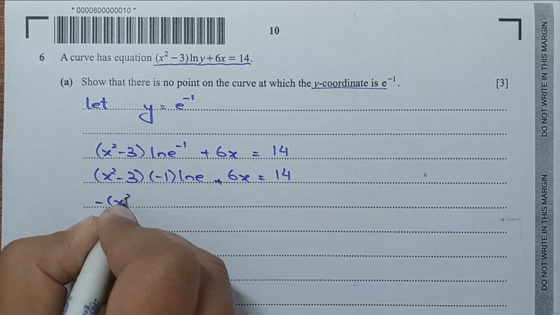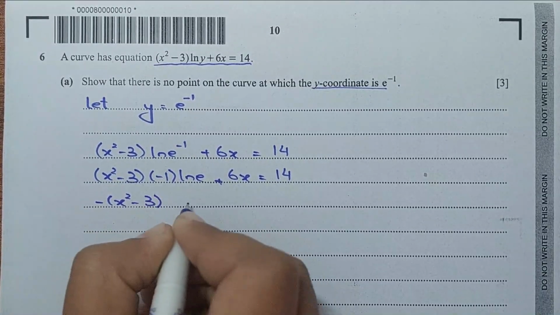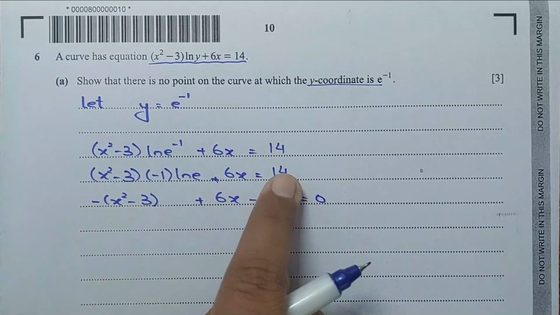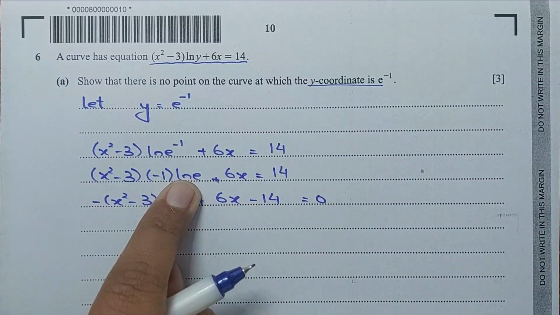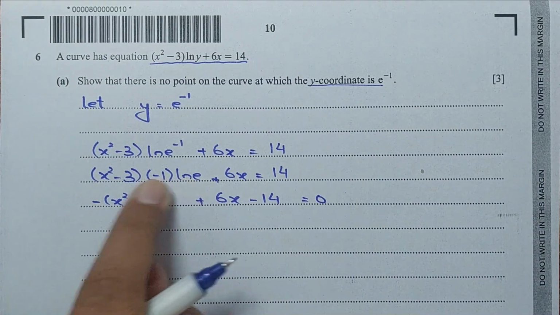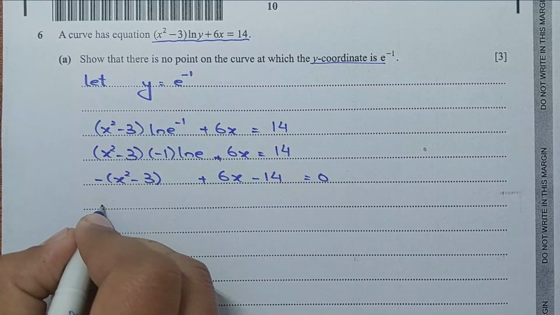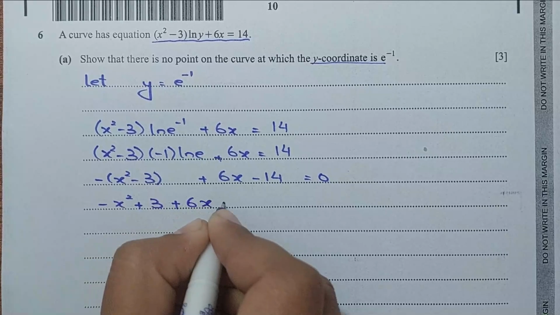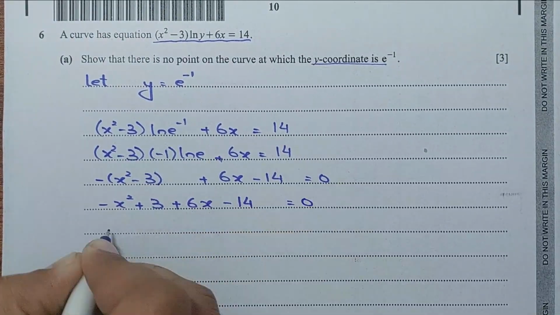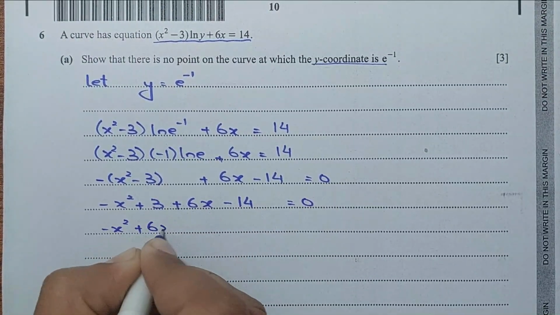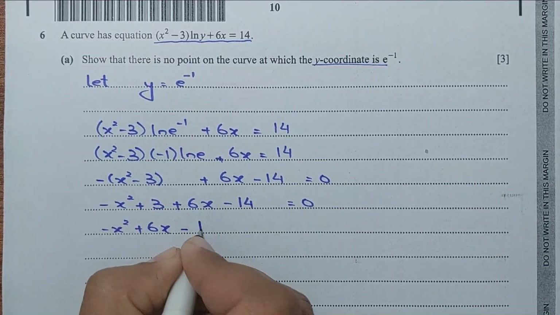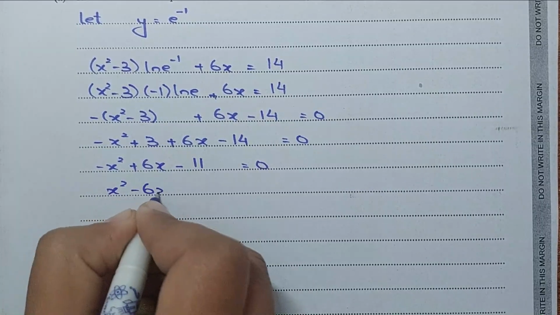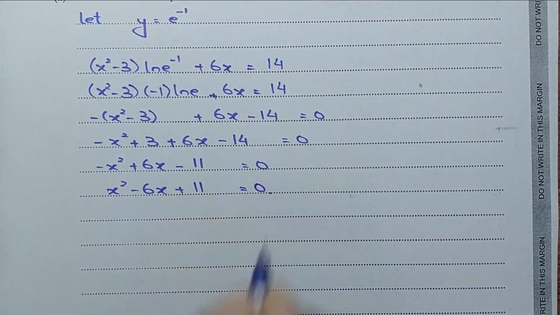This is negative x² minus 3 ln e, which is just 1, plus 6x minus 14 equals 0. So in this step I shift the 14 over here, and natural log of e is just 1, and this minus 1 shifts over here. So we have minus x² plus 3 plus 6x minus 14 equals 0. Minus x² plus 6x, and from 14 take away 3 is negative 11, equals 0. Or take the negative sign common: x² minus 6x plus 11 equals 0.